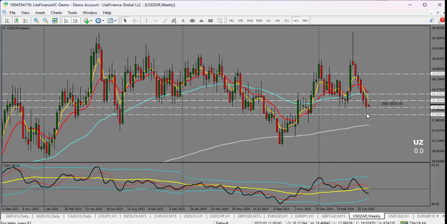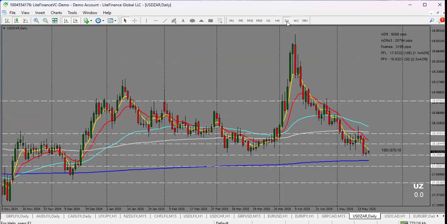We have this area as our first target, and we can look at price finding the 200 EMA. We also have this as an area of support. So we are still in a bearish market structure on USDZAR based on the monthly and weekly time frames.